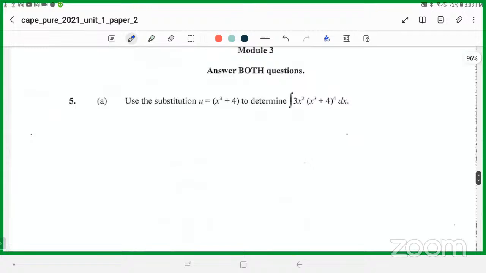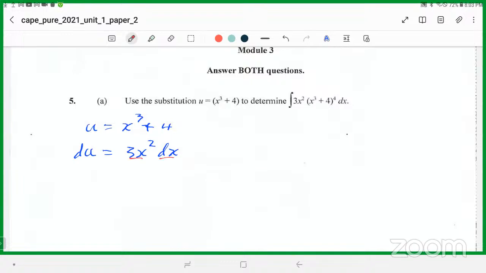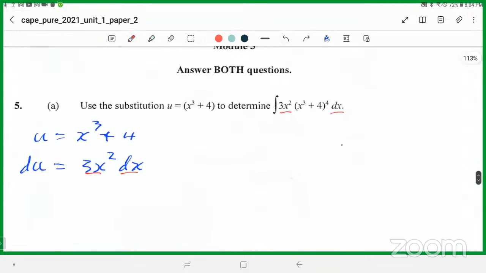So same thing. By the substitution, u equals x cubed plus 4, which is the expression within. Then differentiate this side, you get du equals, differentiate this side, you get 3x squared dx. So the 3x squared dx is already there. See? 3x squared dx can be replaced with the du. And then this inside the bracket here is just u.